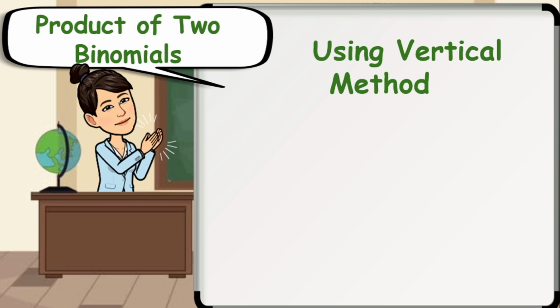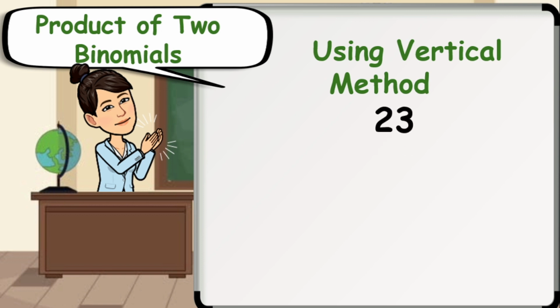The FOIL method is usually the quickest method for multiplying two binomials, but it works only for binomials. You can use the distributive property to find the product of any two polynomials. Another method that works for all polynomials is the vertical method. It is very much like the method you use to multiply whole numbers.